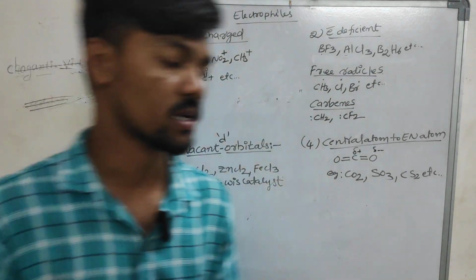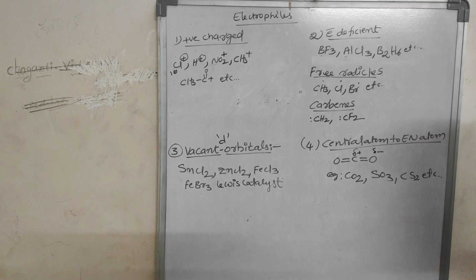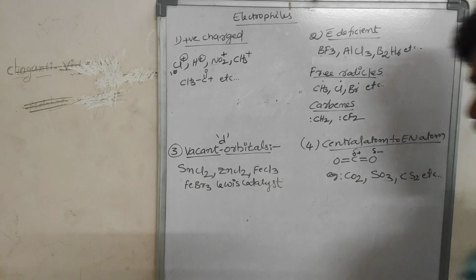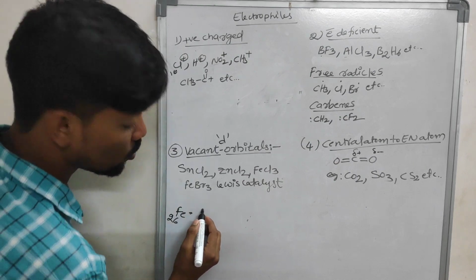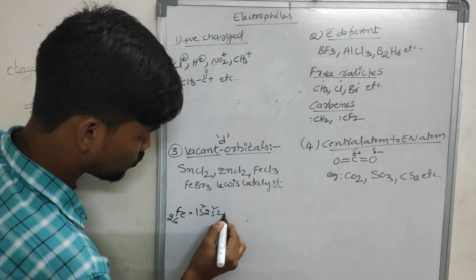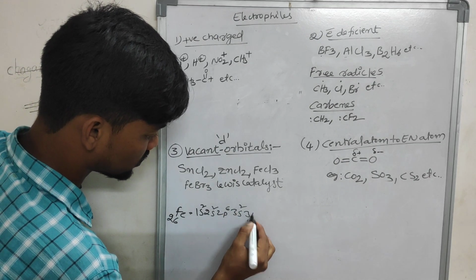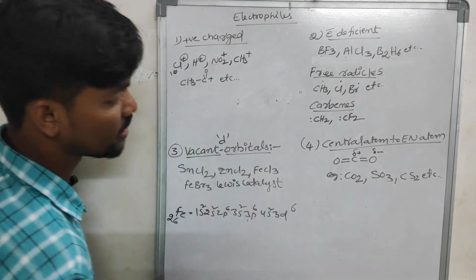Coming to the vacant d orbital: SnCl2, whatever it is, ZnCl2, FeCl3. You are getting my point. In FeCl3, is there a vacant d orbital? How can you find out the vacant d orbital? So we go for the FeCl3 example, iron trichloride. Iron's atomic number is 26, Fe. So coming to the configuration: 1s2, 2s2, 2p6, 3s2, 3p6, 4s2, 3d6 actually for iron.